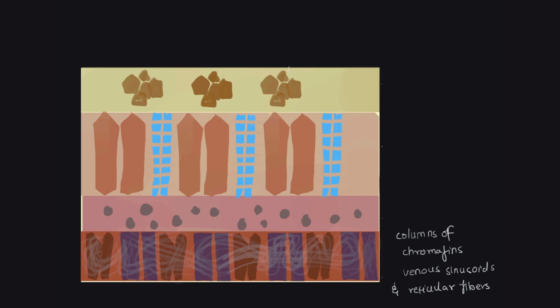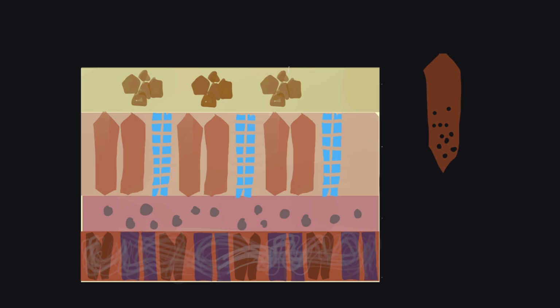Now, if you take a chromaffin cell and look at it closely, you can see that there are a lot of granules. And these granules are of two types. One secretes catecholamine and the other secretes adrenaline. It also secretes noradrenaline and secretes it into the venous sinusoids. And these sinusoids are lined by fenestrated endothelial cells. So they just pass into the venous sinusoid and into the bloodstream.